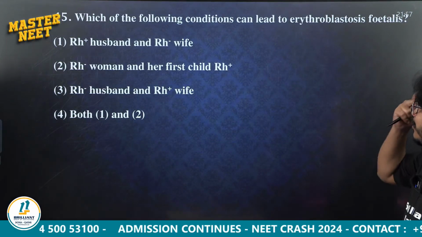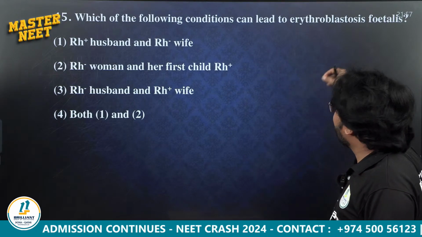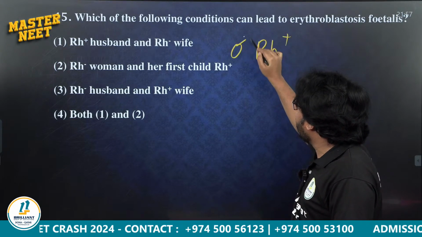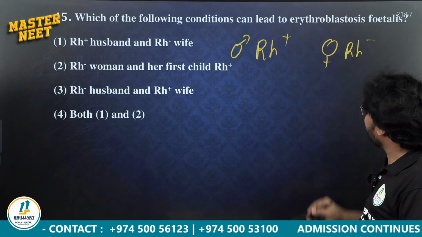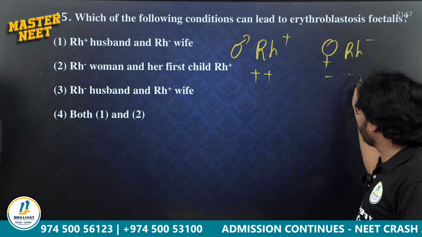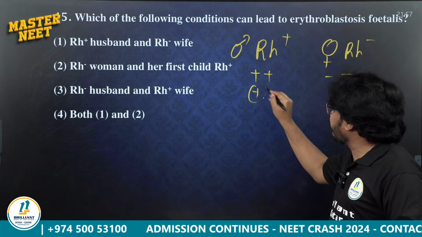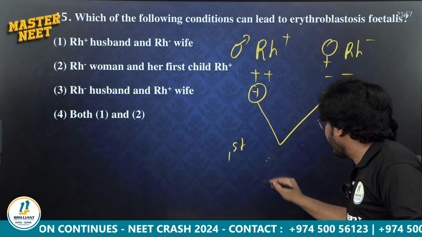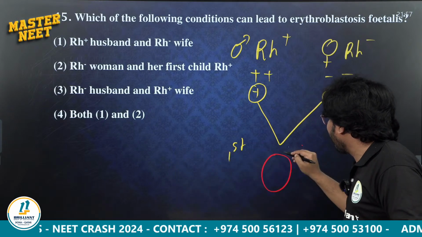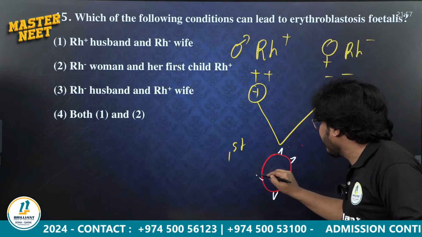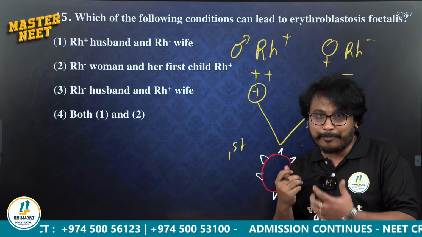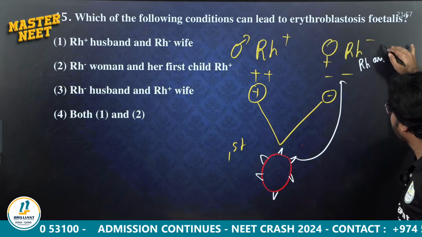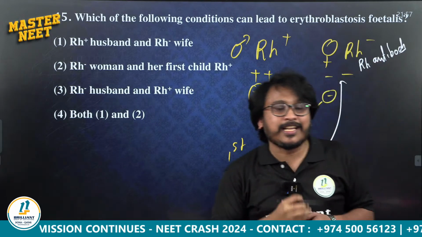Last question. Which of the following conditions can lead to erythroblastosis fetalis? If the father is Rh positive and the mother is Rh negative, the first child will be producing the Rh antigen on the surface of RBC. When the first child is delivered, the blood gets exposed to the mother and the mother will produce Rh antibody.